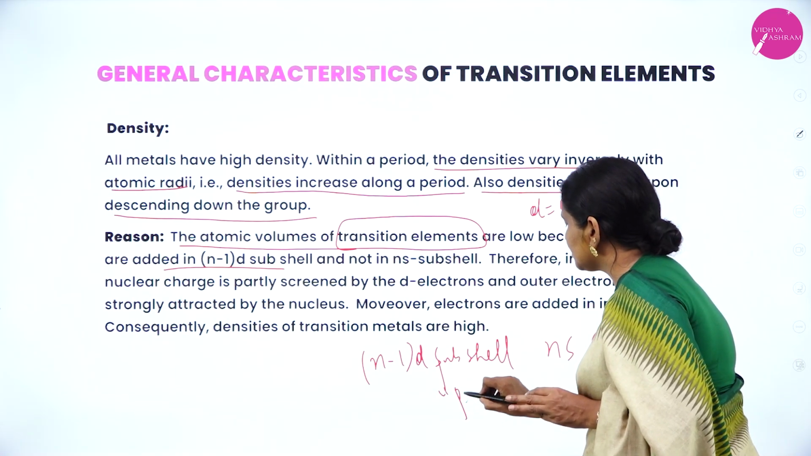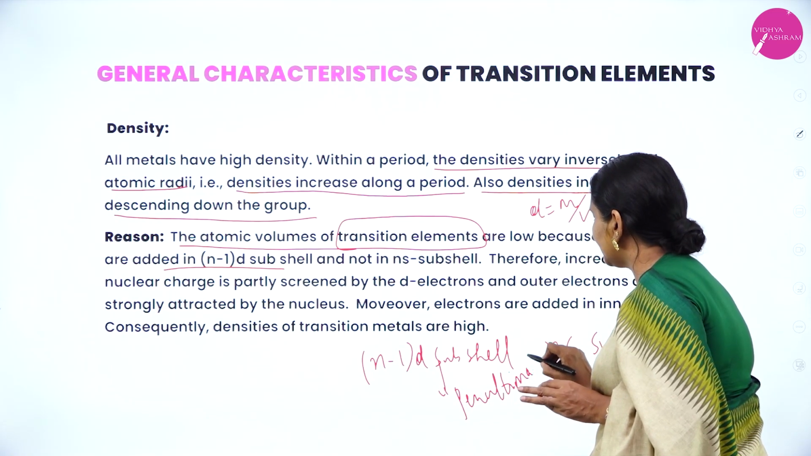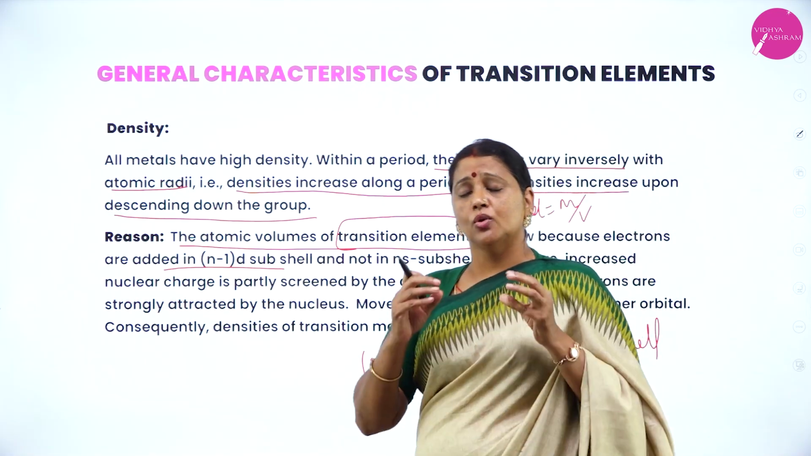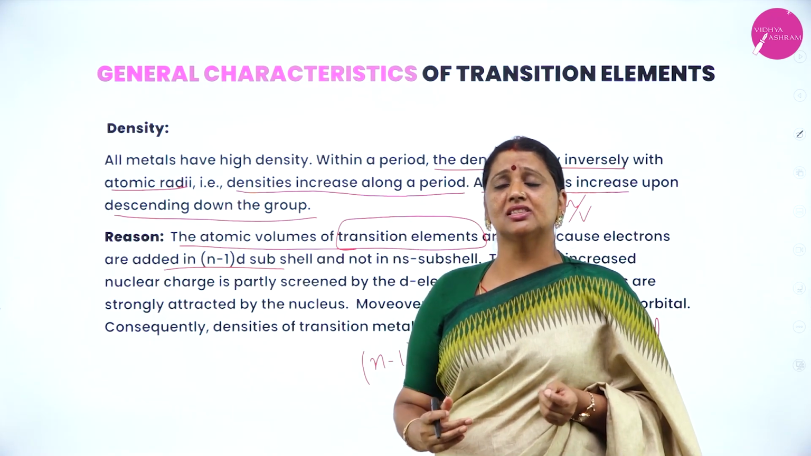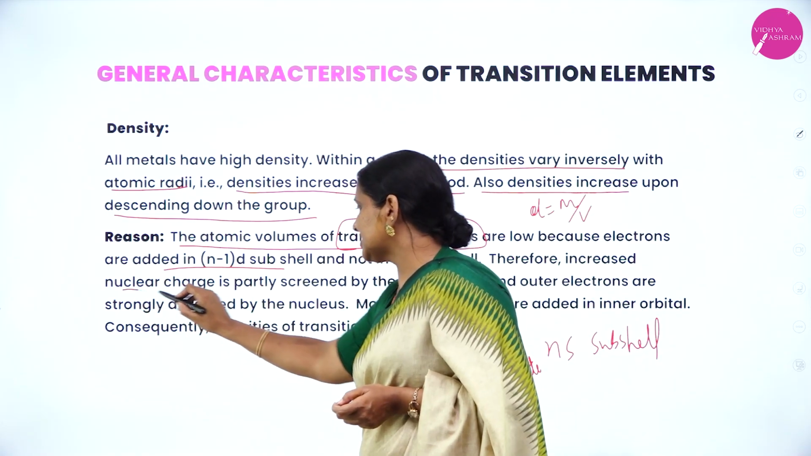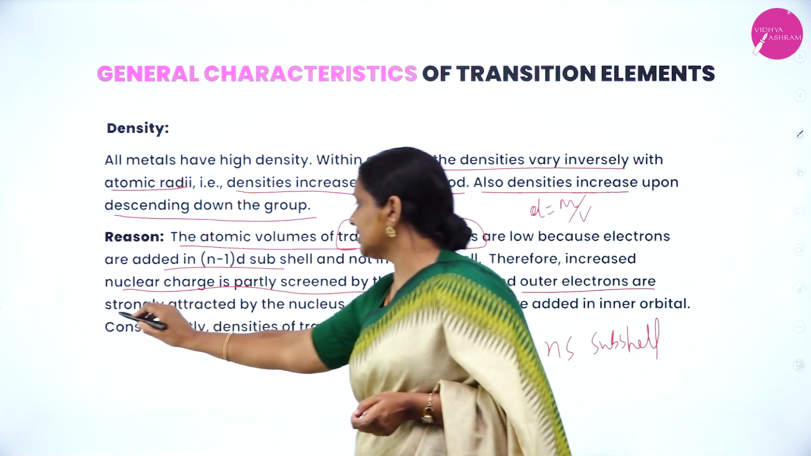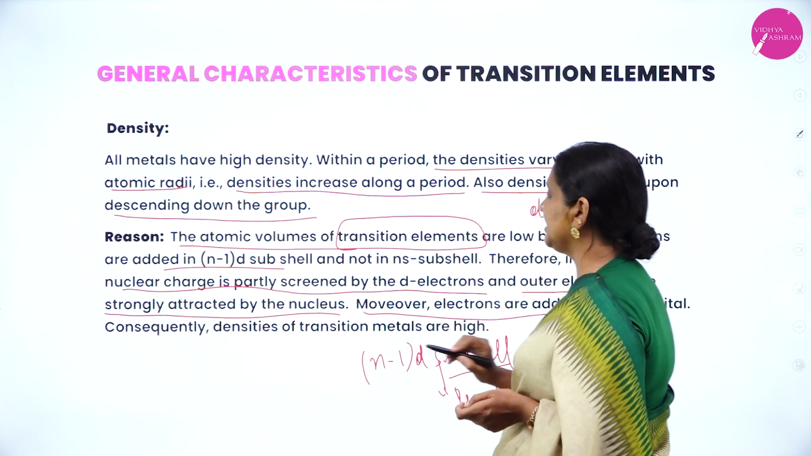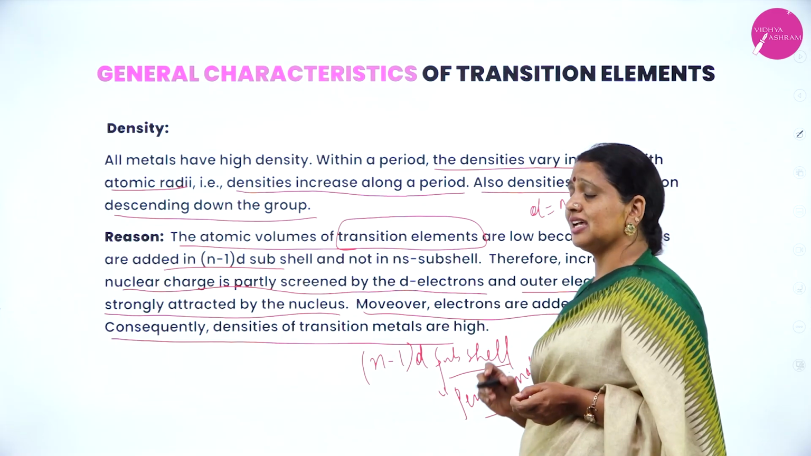The n-1 d subshell is also called the penultimate shell. Therefore, when electrons are added into the penultimate shell, there is an increase in the nuclear charge. When the nuclear charge is partly screened by d electrons, the outer electrons are strongly attracted by the nucleus. Moreover, the electrons are added in the inner orbital. Consequently, the densities of transition metals are high.